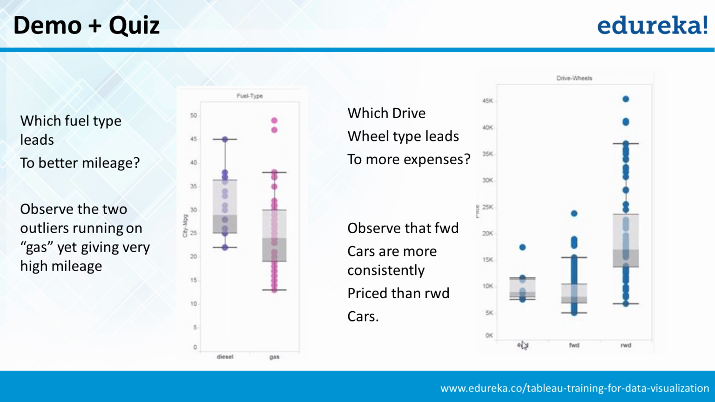Just observing this box plot, what do you feel? If I buy a diesel car, will I get more mileage? Or if I buy a gasoline car, will I get more mileage? Which car is going to give me more mileage? What is your answer?